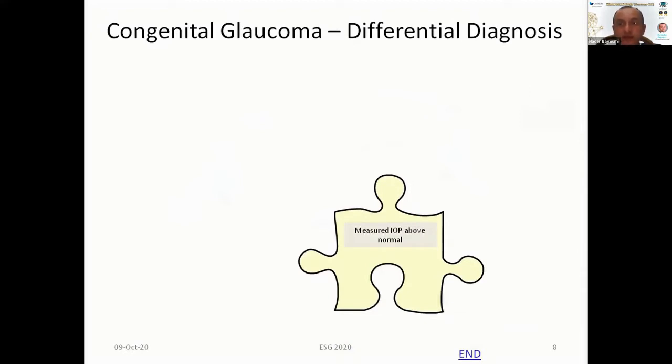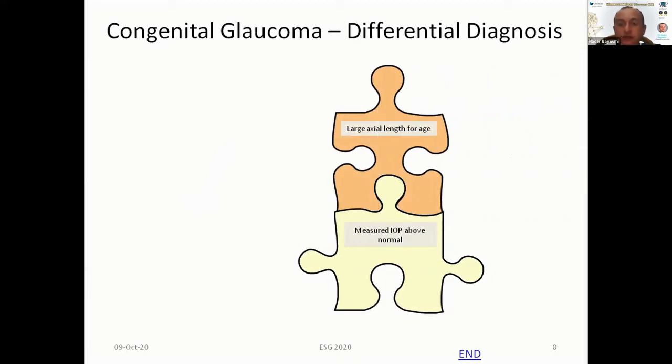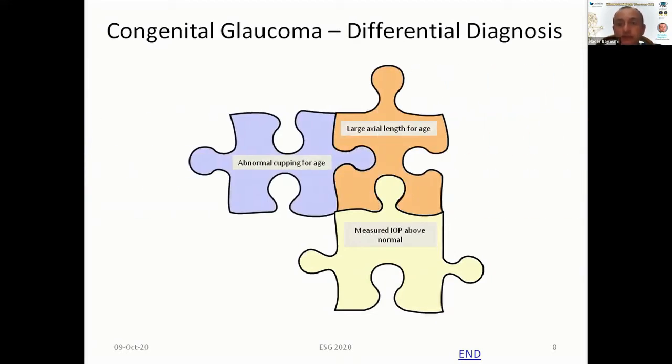So, as highlighted by Professor Khalil, and we would like to emphasize again, intraocular pressure above normal, a larger axial length for age, and abnormal cupping for age, all coupled with progression over time, are key to the diagnosis of childhood glaucoma. Otherwise, other factors should be considered in the differential diagnosis.